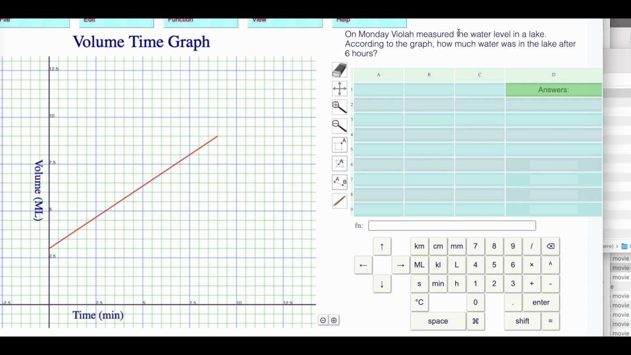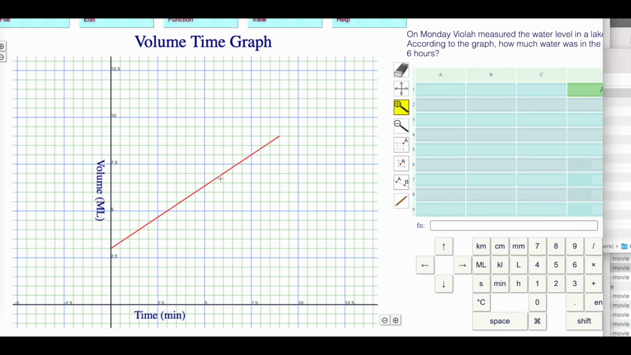On Monday, Viola measured the water level in a lake. According to the graph, how much water was in the lake after 6 hours? And we can see the water level is going up, up, up after 6 hours. Here's 5, and this is 7.5: 5, 5.5, 6, 6.5, 7, 7.5. The 6 hours is here.